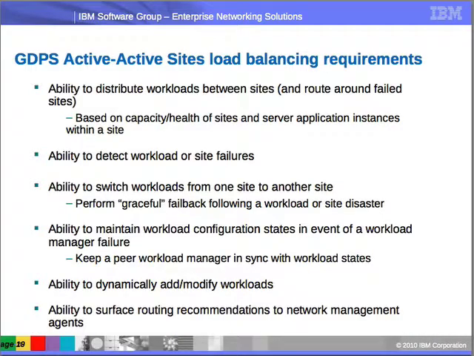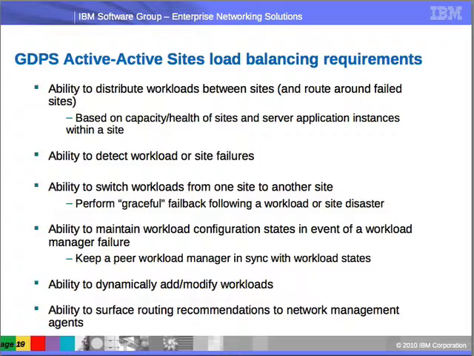So going to slide 20 then, what are some of the requirements that the GDPS active-active sites requires on load balancing? Obviously, the first one is being the ability to distribute workloads between sites. So what you want to do is have the ability to distribute connections to either Site 1 or to Site 2 without having to have any changes to the client. The client should be able to continue to send to the same destination, and then the decision is made on which site to go to.